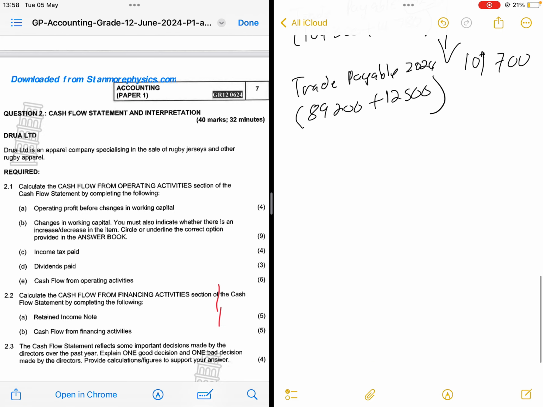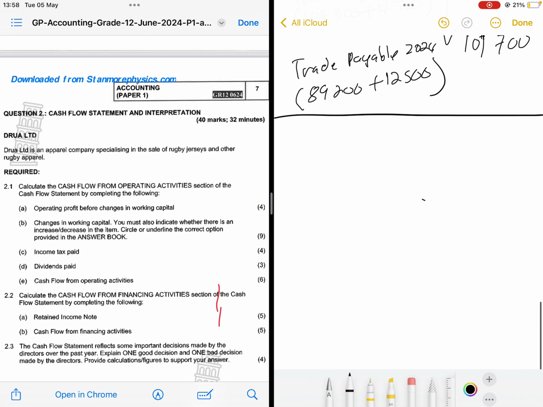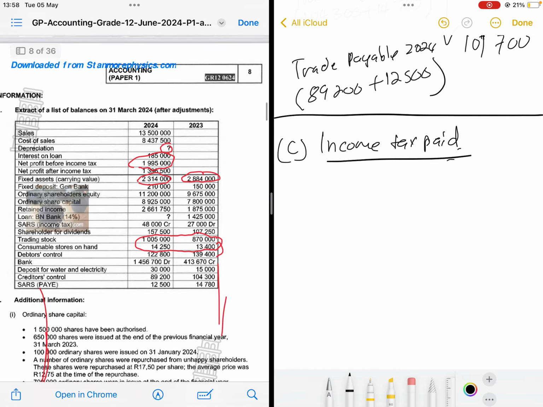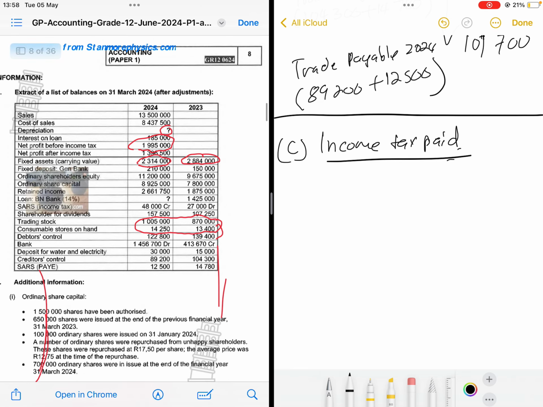Now coming to number C. They say income tax paid. So we follow the principle: income tax last year, this year. Income tax is the tax that you have to pay for the current financial period. Now let's check. It will be the difference between the two net profits. Net profit before tax minus net profit after tax, I get income tax.